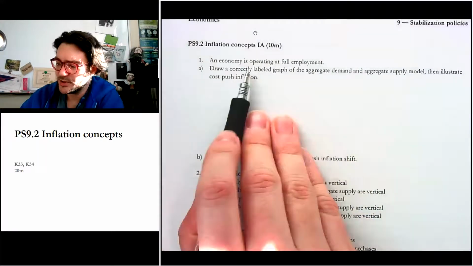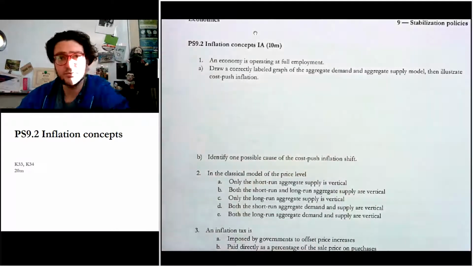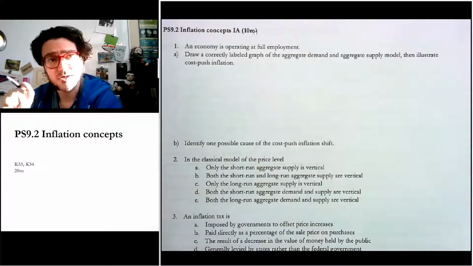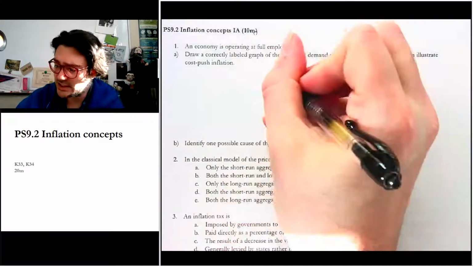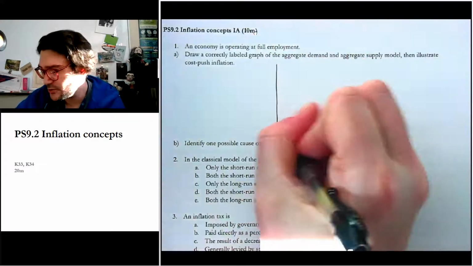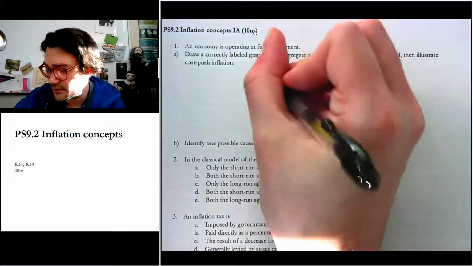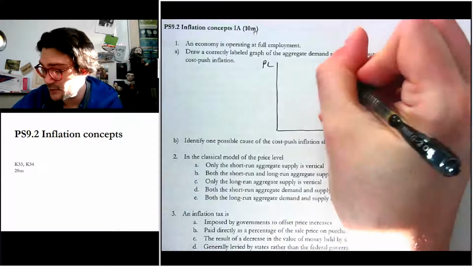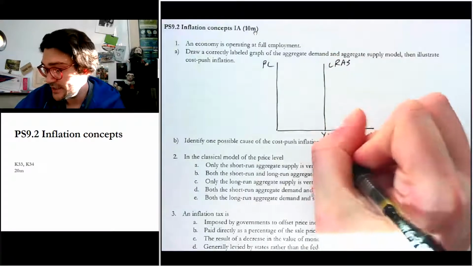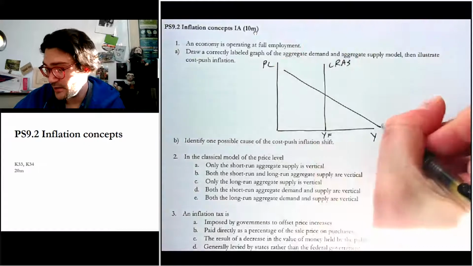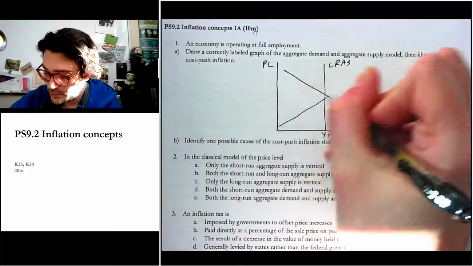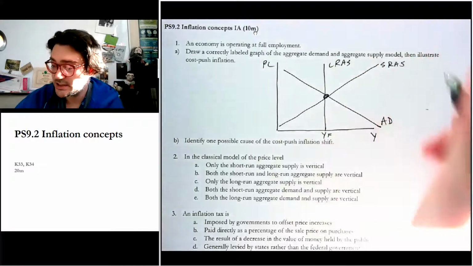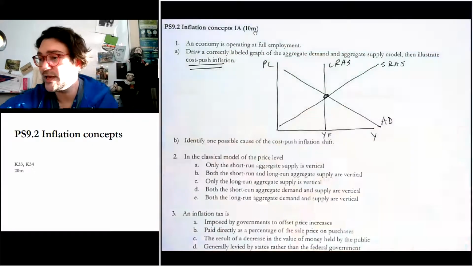So an economy is operating at full employment. Draw a correctly labeled graph of the aggregate demand, aggregate supply model, then illustrate cost push inflation. So this is asking you to remember a term that you learned in the last video. We're going to start with just aggregate demand, aggregate supply, and it says that they're at equilibrium. So LRAS and YF, and then aggregate demand. Oops, I missed. Big dot. SRAS. And then it says cost push. So you have to remember what that is.